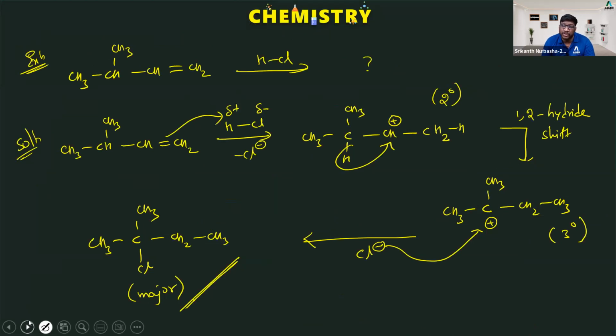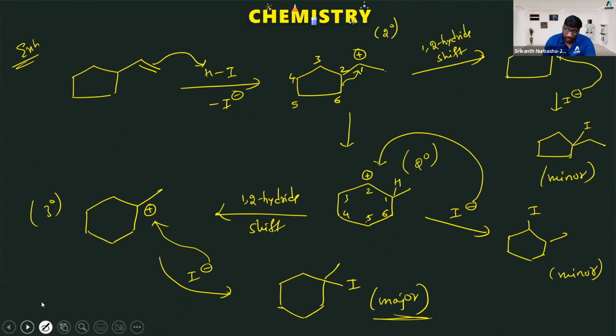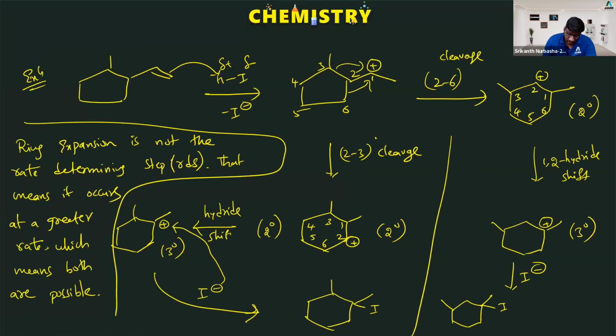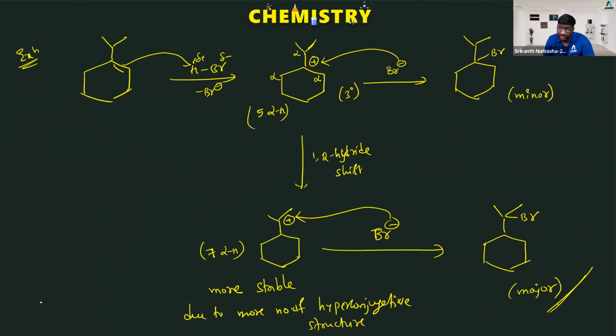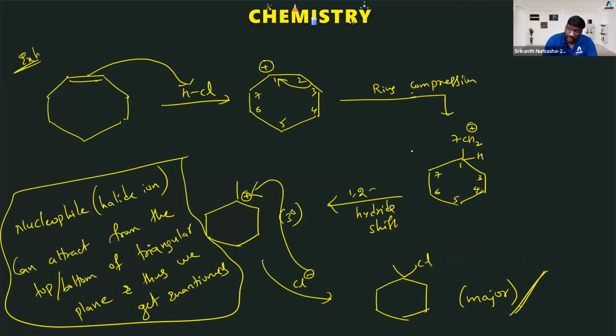Addition of halogens in the presence of non-polar solvents. Addition of halogens in the presence of polar solvents. Addition of NOCl, Tilden's reagents. All these are the examples which we have discussed. If you remember, we have taken a 5-member ring treated with HI, generated a 6-member ring. Ring expansion is not the rate determining step. These are the first set of reactions which we have discussed. Here, although we get a 3 degree carbocation, we do the hydride shift to generate more stable carbocation due to more number of hyperconjugative structures. Here we have done the ring compression or contraction.